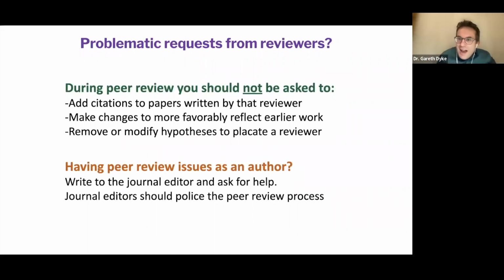If you get a problematic request from a peer reviewer as part of the process, flag it to the editor. Write to the editor and tell them. You should not be asked to add citations to a paper written by a peer reviewer. You should not be asked to make changes to your paper to more favorably reflect somebody else's earlier work. And you should not be asked to remove or modify hypotheses just to make a reviewer happy. If any of these things happen, it's reviewer bias.